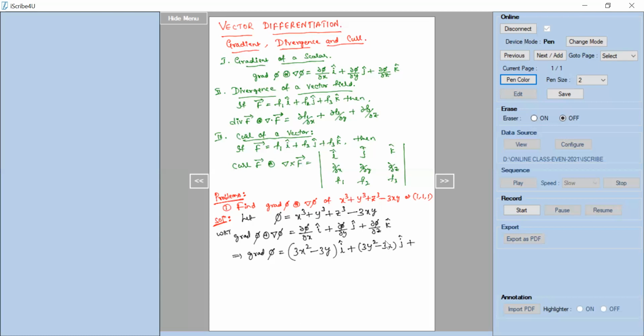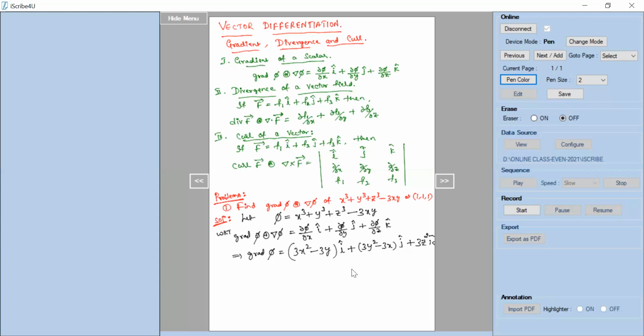Plus, so this is the second term. Now the k component, ∂φ/∂z with respect to z. See here, there is no z here, here also no z, and the last term also does not contain z. So there is only one term containing z, that is z cube. If I differentiate this term with respect to z partially, we know we get 3z square. So it is 3z square into k cap.